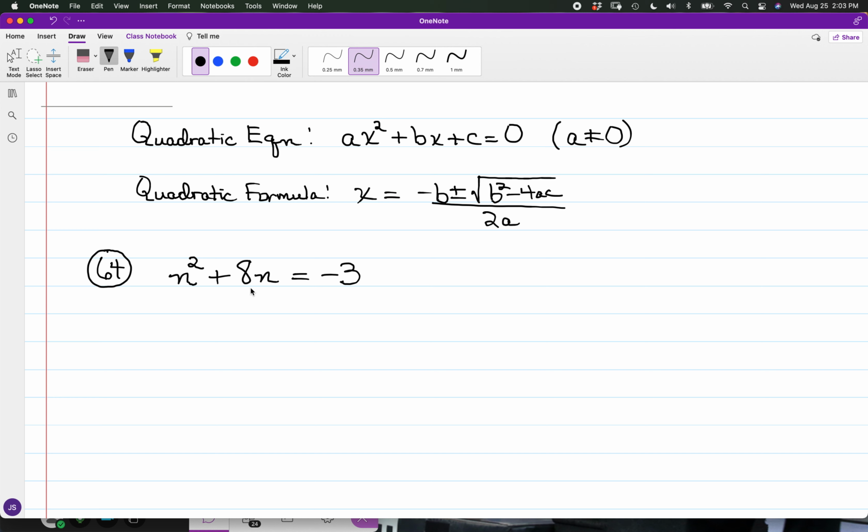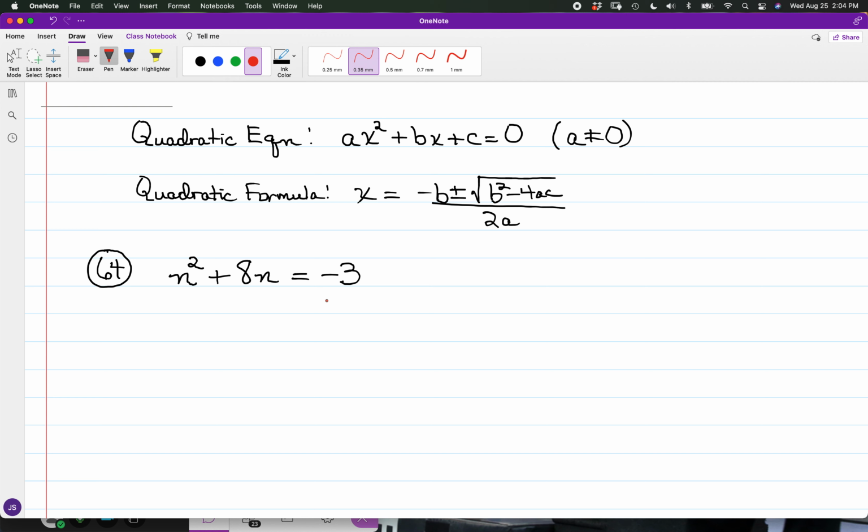So we have n squared plus 8n is equal to negative 3. And so we have a quadratic equation, but we do not have it in standard form yet. Replacing x with n, ax squared is represented by n squared, bx becomes 8n, and we have the constant 3, but this is situated on the other side.